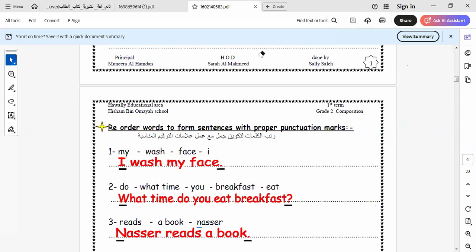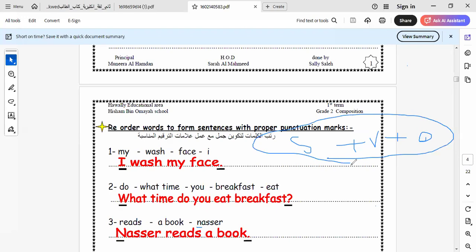Now we know how to do this question. But I would like to say, I repeat again, you must write subject plus verb plus object. This is a rule that we write to know how to rearrange the sentence. When I make a question, I replace the verb instead of subject. This is the difference between the statement sentence and the question sentence.